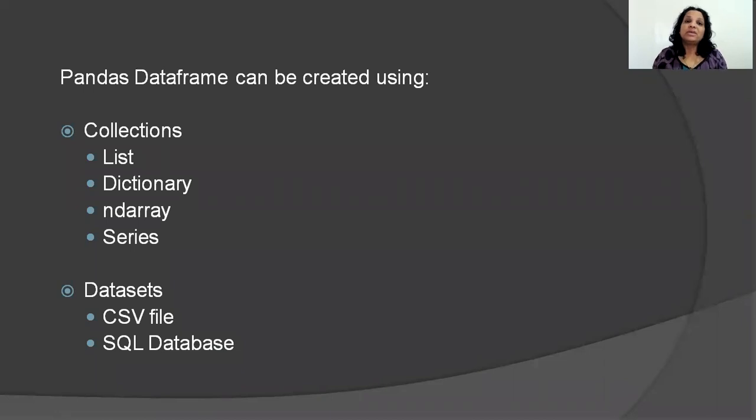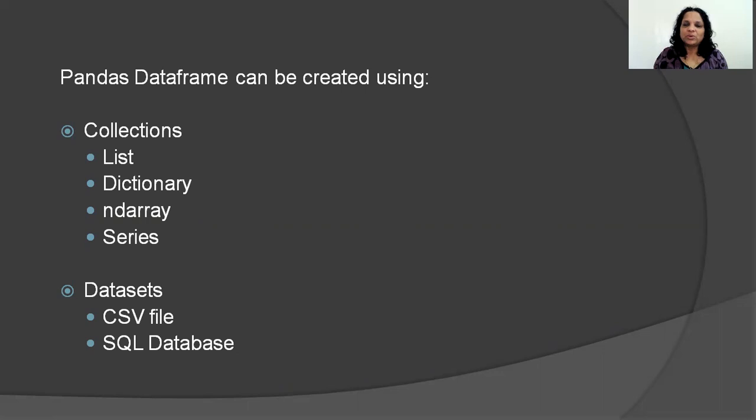Now, how do you create a data frame? You can create a data frame using collection data types or using data sets. What do you mean by collection data type? Your list, your series, your NumPy arrays, your dictionaries, your ND arrays. All these come under the category called collections, a collection of elements. So you can create a data frame using any of these collections.